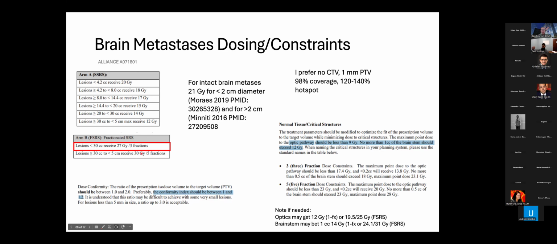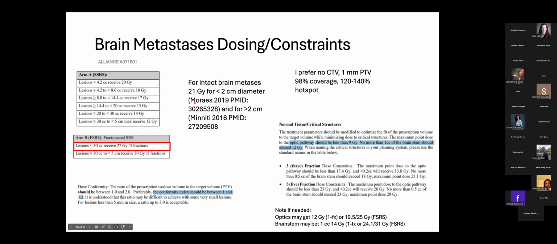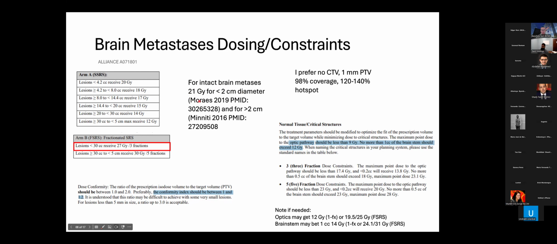For intact brain metastases, and I will show a case of that, we use 21 gray for anything less than 2 centimeters in diameter. And the dosing for this is all over the map. You'll see some places recommend 24 gray, some places recommend 18 gray. But 21 gray has a decent amount of evidence, and that is approximately what the national guidelines here are for any tumor less than 2 centimeters.